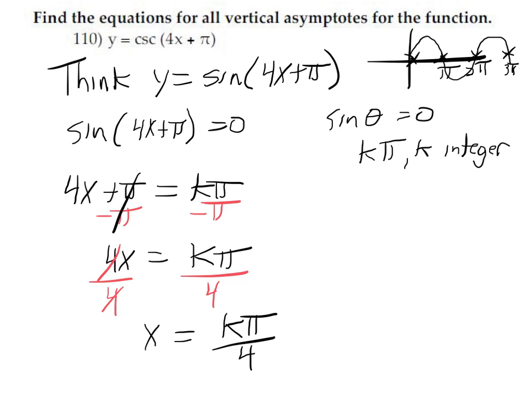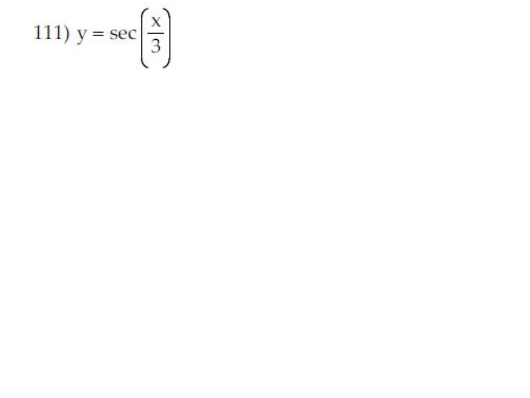Now x equals k pi fourths, these are all the spots where sine equals 0, which are also all the spots where cosecant has a vertical asymptote. A vertical asymptote, a vertical line has an equation x equals. So this x equals is not only the values where sine equals 0, but they are in fact the vertical asymptotes for cosecant. Great.